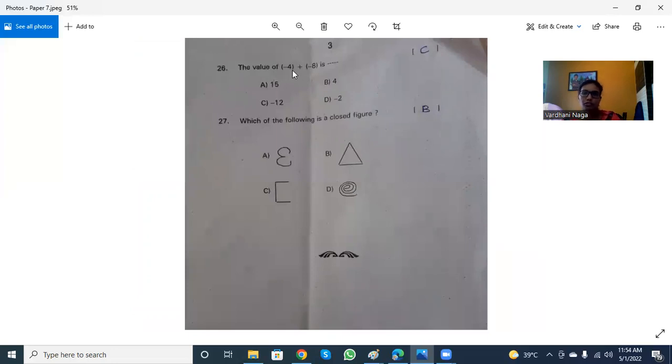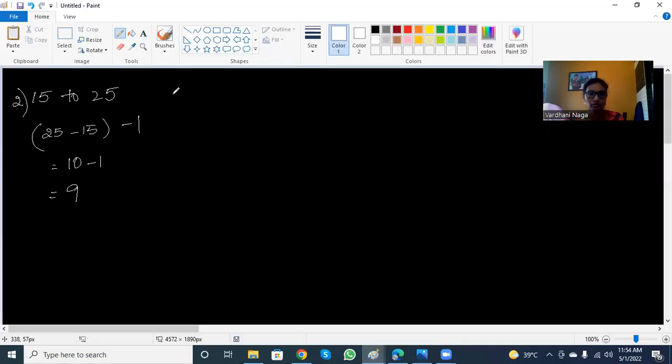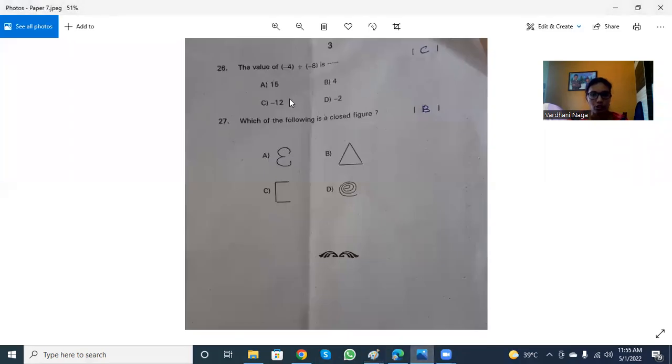Next, the value of -4 plus -8 is. Here I will show the working of this. Question number 26: -4 plus -8. First we have to solve the brackets. Plus into minus is -8. So like symbols, both are having the same symbol. So like symbols are added. 4 plus 8 is 12. And same sign follows, so negative sign only follows. So -12 is the answer. So that is option C.